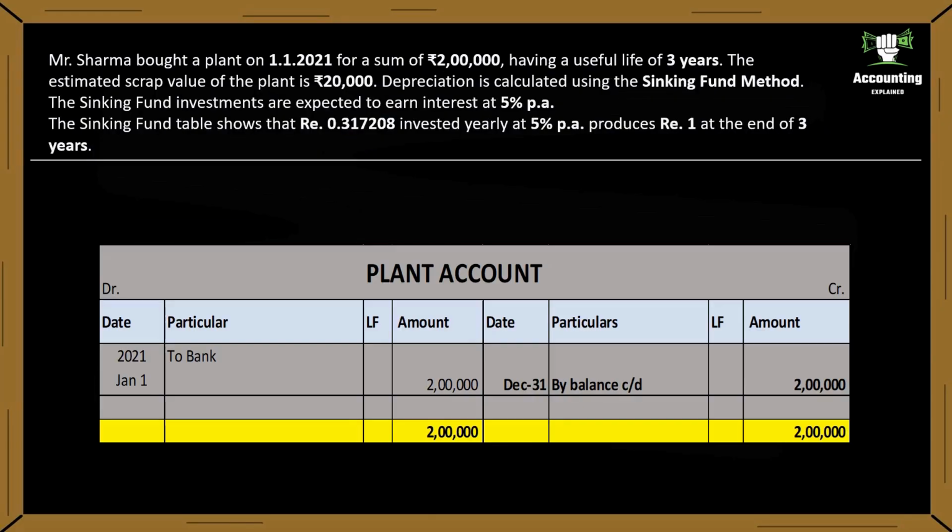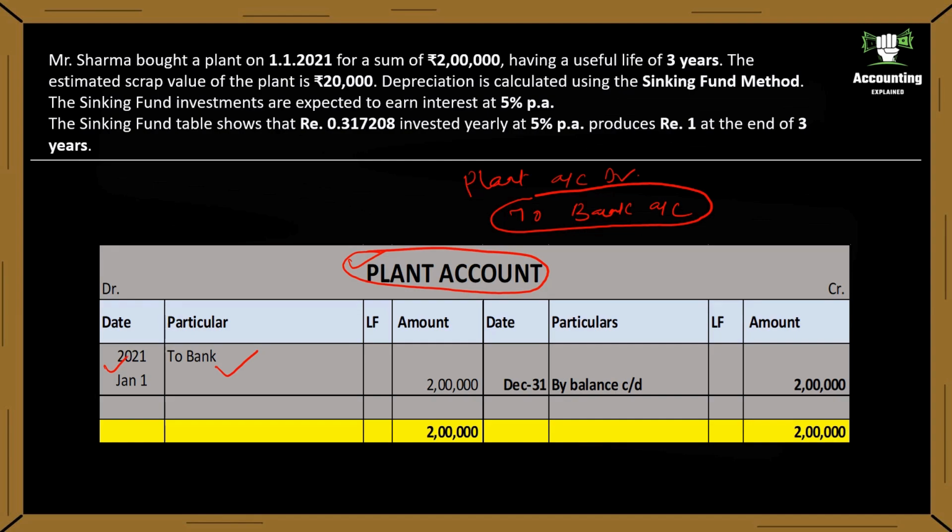First, let us open the plant account. The journal entry for purchasing the plant is plant account debit to bank account. In the journal, bank account is credited, while in the ledger of plant account, it will be debited to bank on 1st January 2021, 2 lakhs. On seeing, we find the debit balance total is more, so we take that balance to the credit side also, 2 lakhs on both the sides. On December 31, the balance will be written as by balance carried down, 2 lakhs.